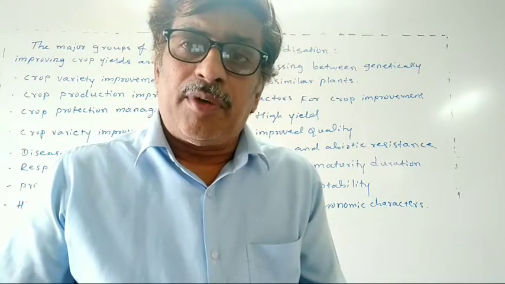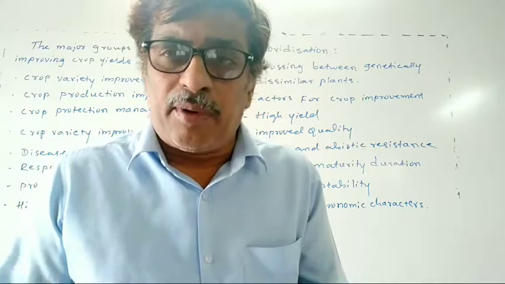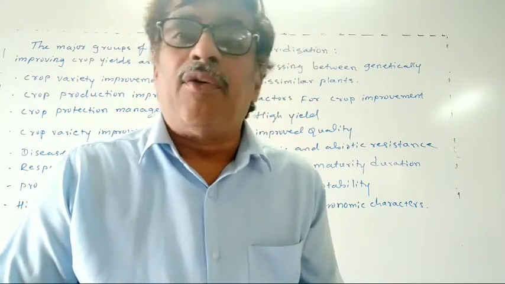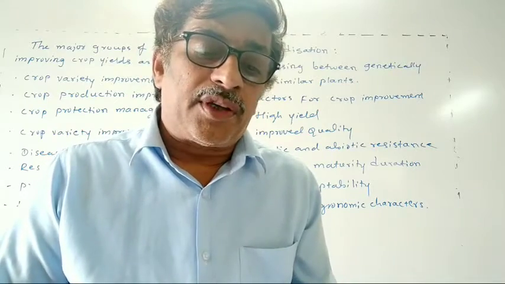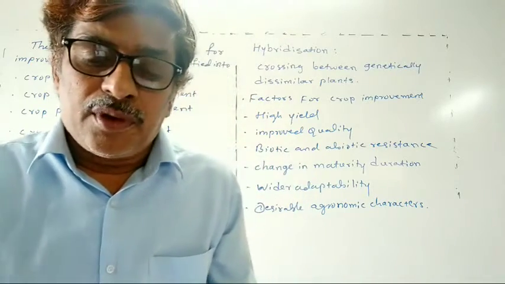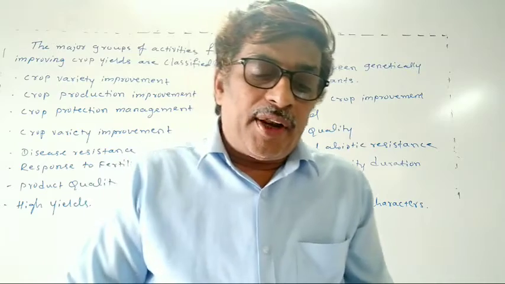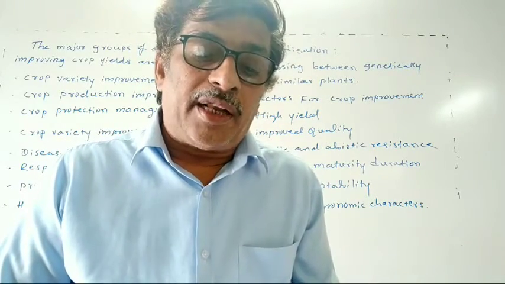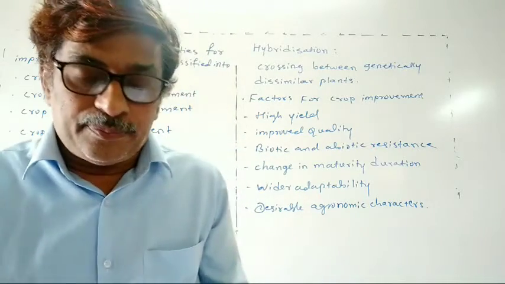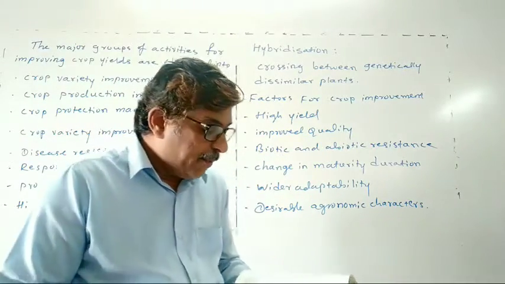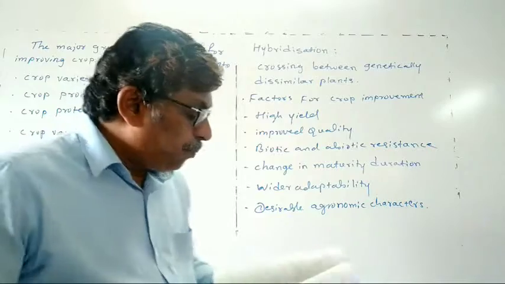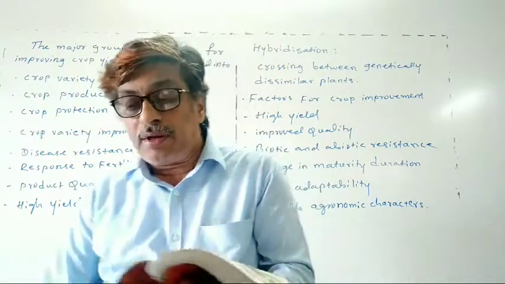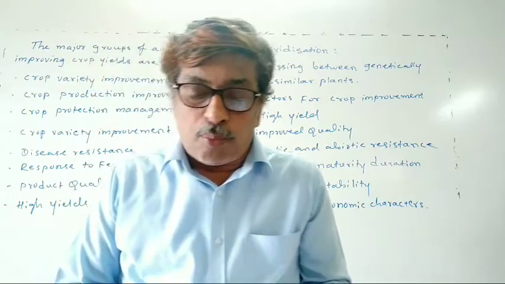See, desirable one means either it may be tallness or it may be shortness, or it may be one where fewer nutrients are consumed by these crops. Thus, developing varieties with desirable agronomic characters helps higher productivity. Okay, so this way, this is crop variety improvement. So next one is crop production management.